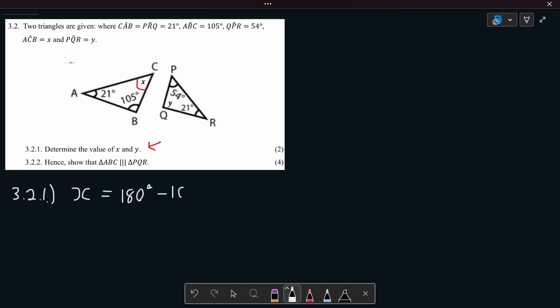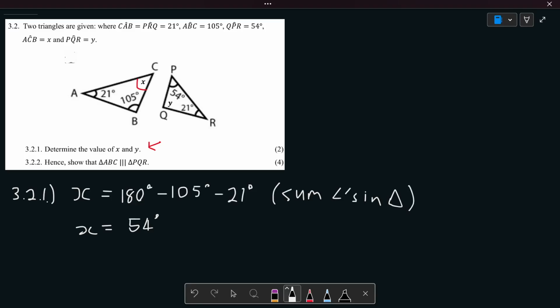So it's 180 degrees minus 105 degrees minus 21 degrees. And the reason that we used over here is going to be the sum of angles in a triangle. That's our reason that we used. And then if we solve for X, we're going to get X is equal to 180 degrees minus 105 degrees minus 21 degrees, which is going to be equal to 54 degrees. So therefore, our angle X is going to be 54 degrees.